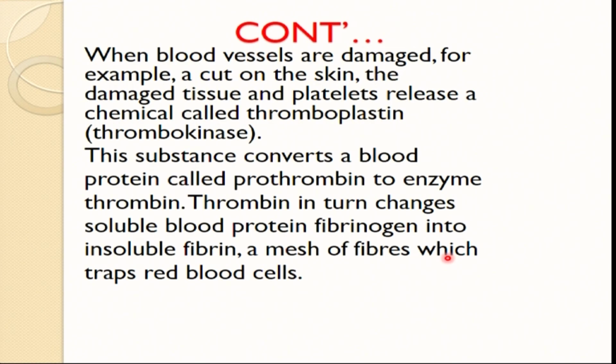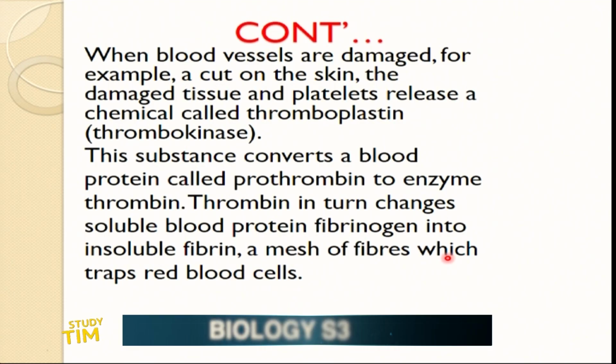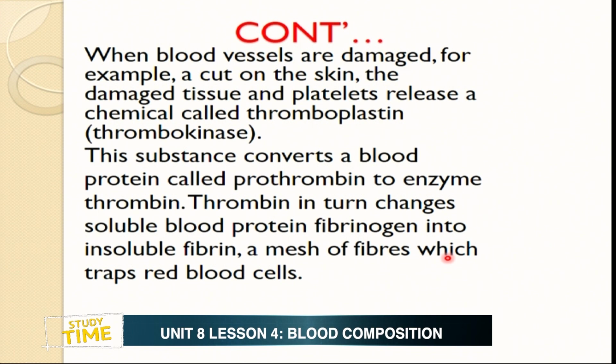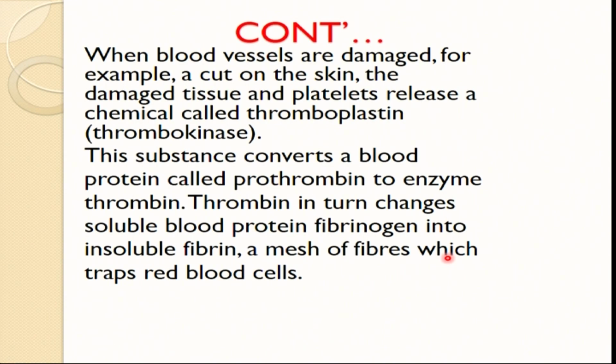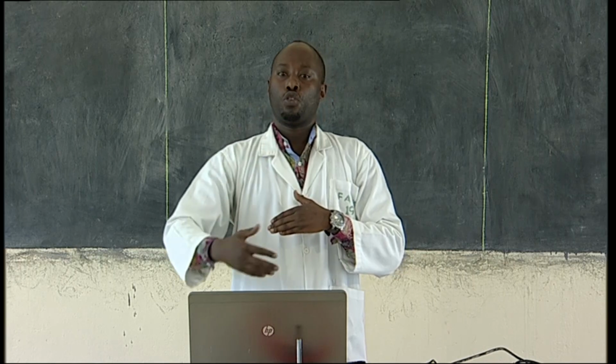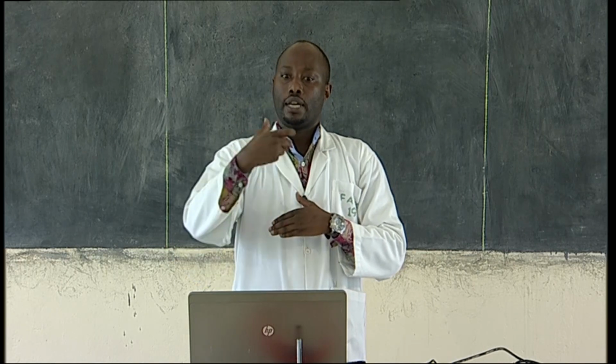That enzyme is released because of the production of calcium ions, which convert the blood protein prothrombin to the enzyme thrombin. Thrombin changes a soluble blood protein called fibrinogen into insoluble fibrin, a mesh of fibers which traps red blood cells. So the red blood cells are no longer able to pass through because there's a mesh of fibrin, which prevents the blood from leaking or continuing to bleed. So that is the process of blood clotting.